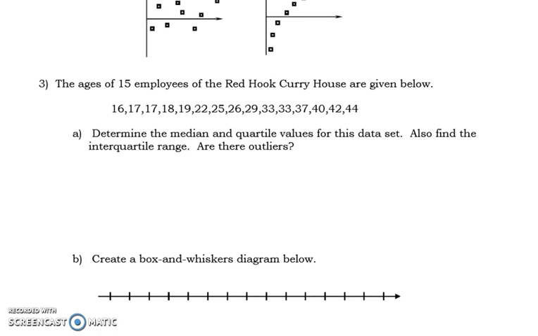In number 3, the ages of 15 employees of the Red Hook Curry House are given below. And those are the ages of the employees. We have to determine the median and the quartiles for this data set, and also find the interquartile range and if there are any outliers. So what we can do is enter the data into L1 in our calculator, and then we're going to do stat calc 1 variable statistics, and that's our work in order to use the calculator to find the median and the quartiles, as well as the interquartile range.